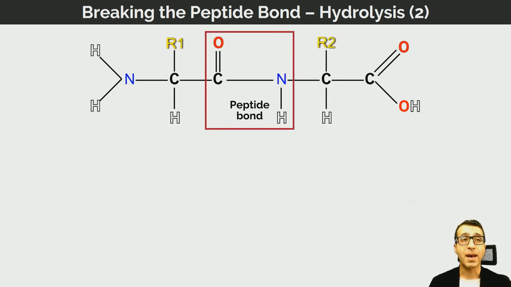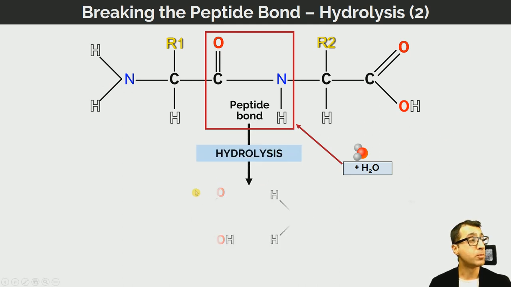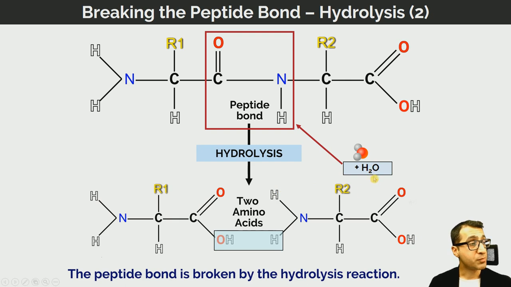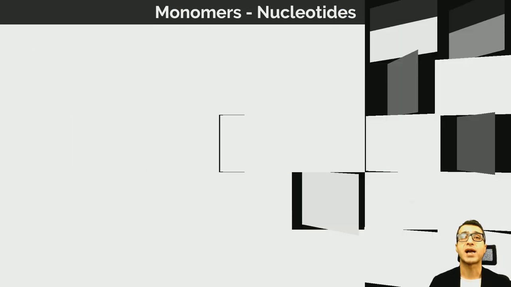So when we're breaking a peptide bond, essentially we are adding water across the peptide bond to reform those original two functional groups on the separate amino acids. So we are adding a hydrogen atom to this nitrogen atom, we're breaking this bond, and we're adding a hydroxyl group to this carbonyl carbon to form, respectively, the amino group on this amino acid and the carboxyl group on this amino acid here. And so the peptide bond is broken by means of a hydrolysis reaction.